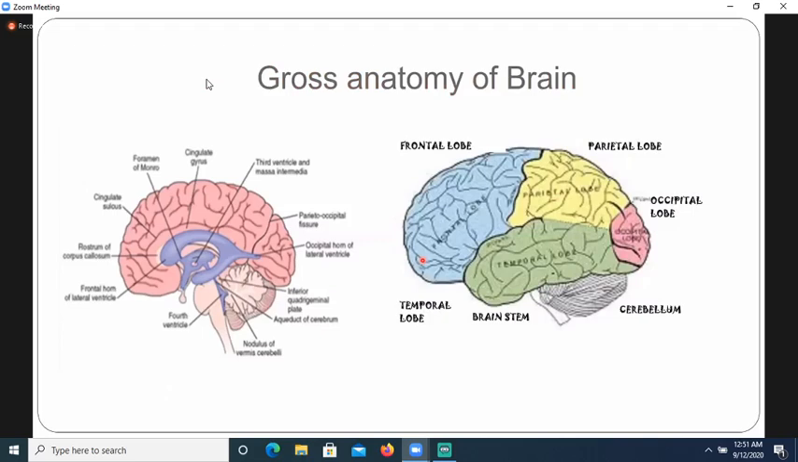This is the gross view. This is the frontal, parietal, occipital, and the temporal lobe. This is the cerebellum and then the brainstem. This is the external view. This is the internal view. And this is the ventricular system. And this is the corpus callosum. Basically, we have to see these structures on the brain.